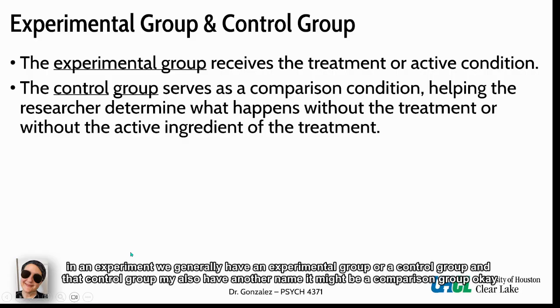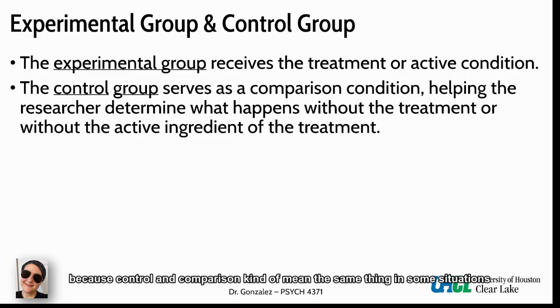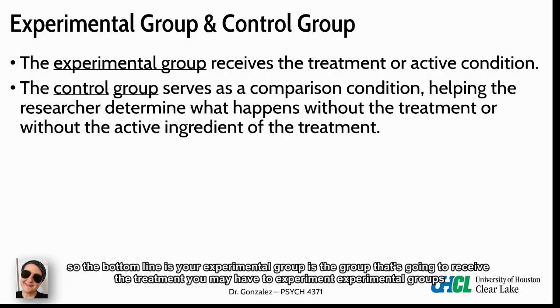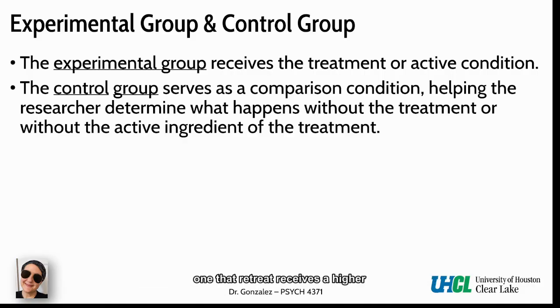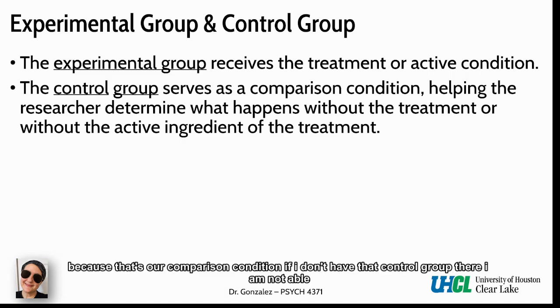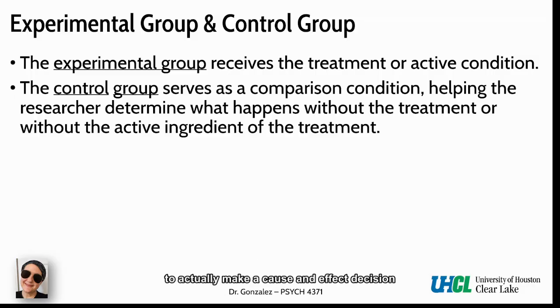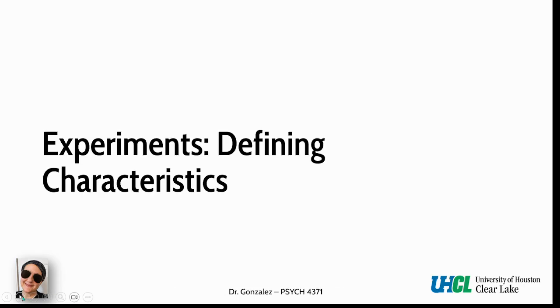In an experiment, we generally have an experimental group or a control group, and that control group might also have another name. It might be a comparison group, okay? Because control and comparison kind of mean the same thing in some situations. So the bottom line is your experimental group is the group that's going to receive the treatment. You may have 2 experimental groups, one that receives a higher dosage of the treatment than group 2. But in all experiments, I need a control group because that's our comparison condition. If I don't have that control group there, I am not able to actually make a cause and effect decision.